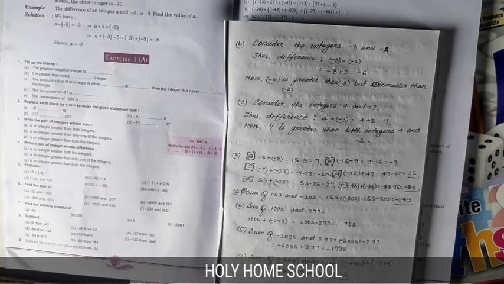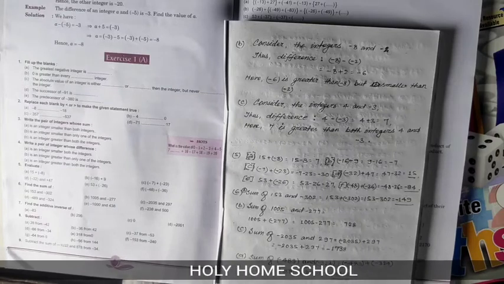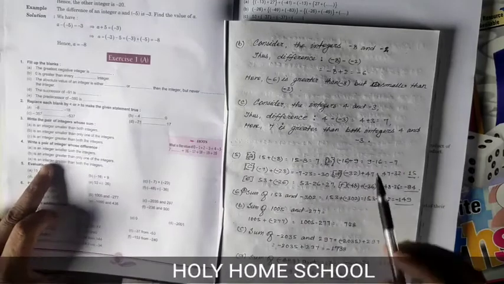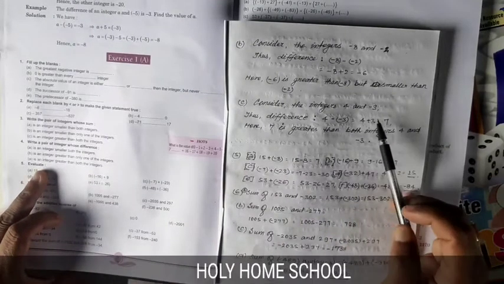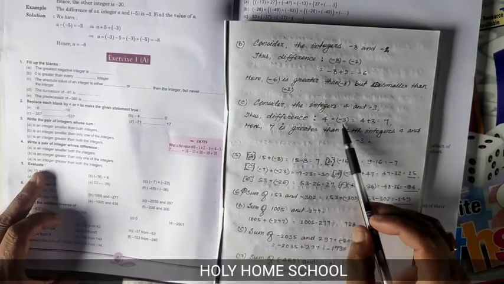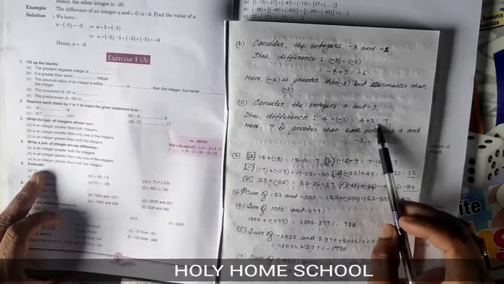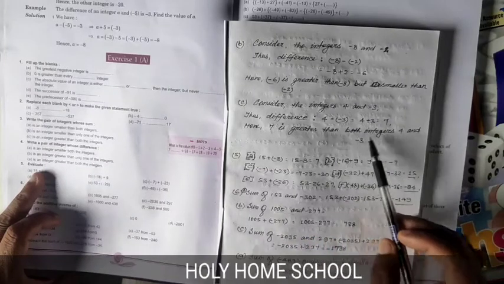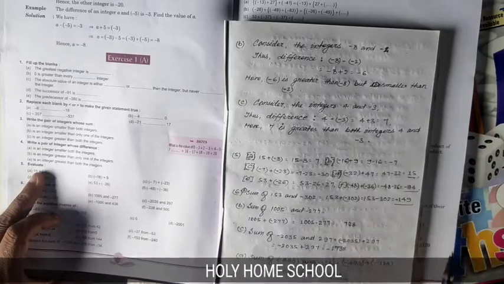Question number C. Observe, a pair of integers whose difference is an integer greater than both the integers. Consider the integers 4 and minus 3. Thus the difference equals 4 minus minus 3, which is 4 plus 3 equals 7. Here 7 is greater than both integers 4 and minus 3.